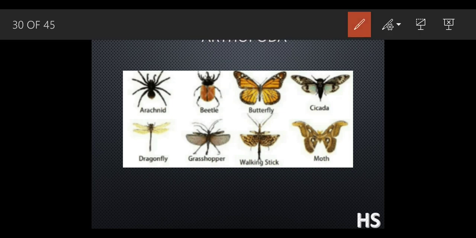See, there is one fill in the blank question, okay, which is the largest phylum. Okay, so the largest phylum is the arthropoda. See, there are 9 phyla. So out of these 9 phyla, which is the largest? Arthropoda is the largest. What do you mean by the word arthropoda? Arthropoda means the jointed leg.